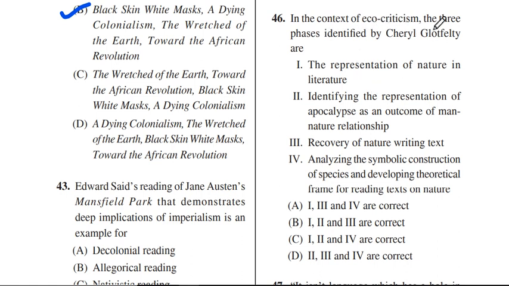Next, question number 46. In the context of eco-criticism, the three phases identified by Cheryl Glotfelty are, and for this they have given four statements, and the correct answer is 1, 3 and 4 are correct. The representation of nature in literature and recovery of nature writing texts, analyzing the symbolic construction of species, and developing a theoretical frame for reading texts on nature.